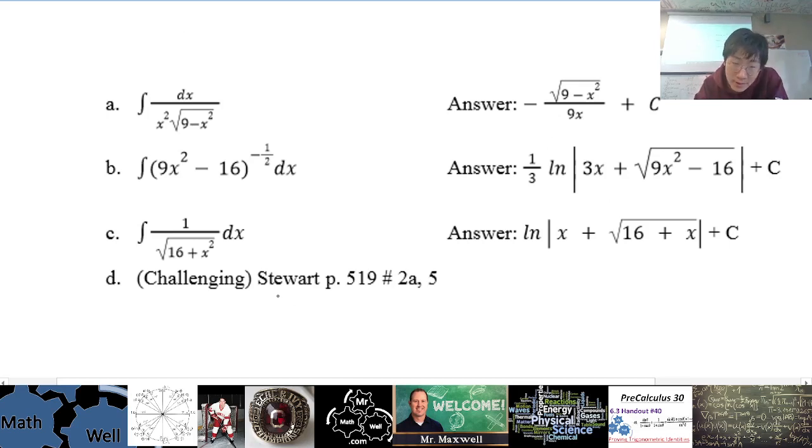And we have from the Stewart textbook, the red textbook, page 519, number 2A and 5. These ones are a bit more challenging, and they may require a bit more algebraic manipulation than you've seen so far. They also tie into our lesson 3, which is going to be trig substitution with other methods, but we're not going to worry about that now. Anyway, I will end my lesson here.